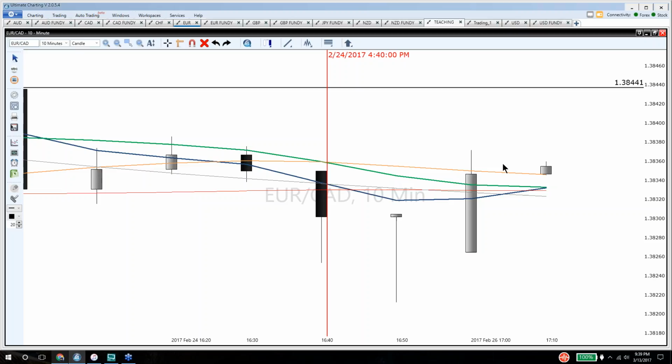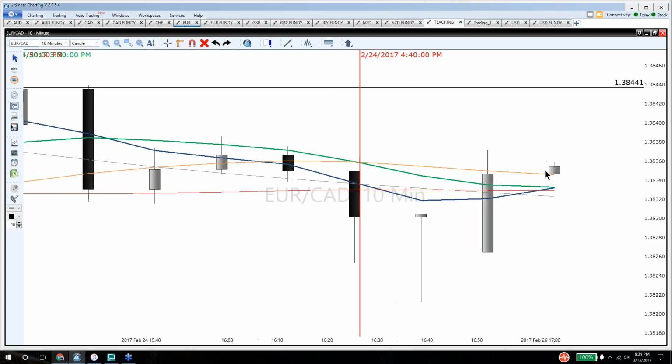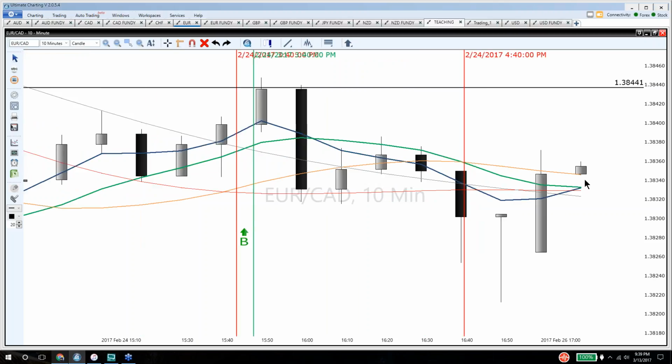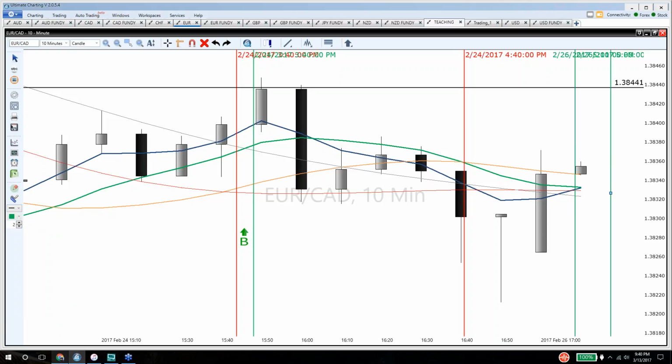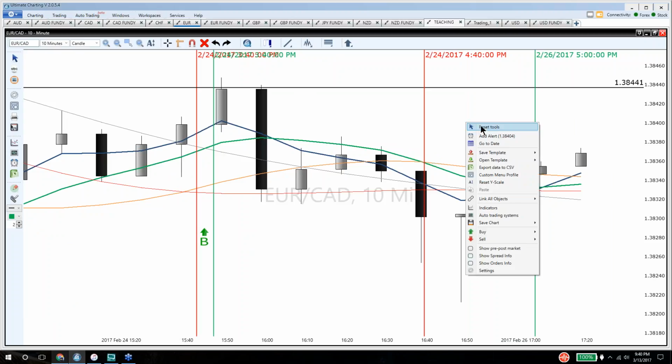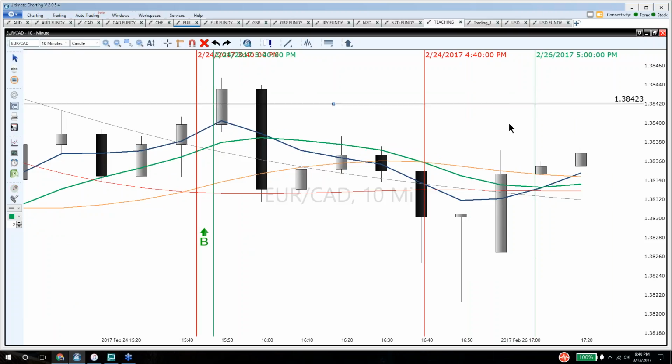So is this an entry? Yes or no? I am absolutely looking at another potential entry. This is a really indecisive candle, right? But again, I'm not applying logic to this. I'm just going by the entries. So this could potentially be another entry situation. Right here. Entry.